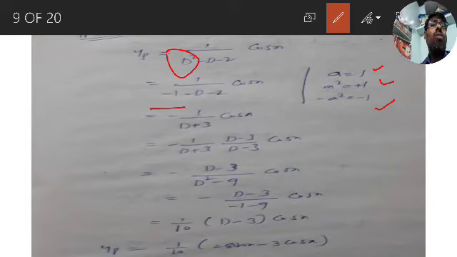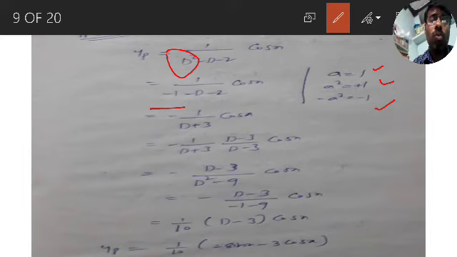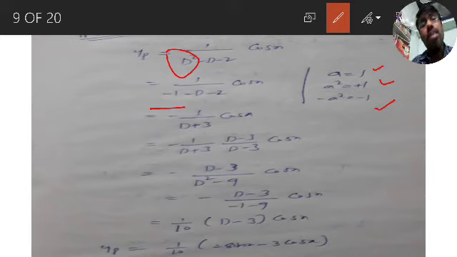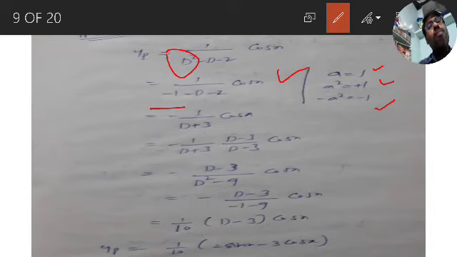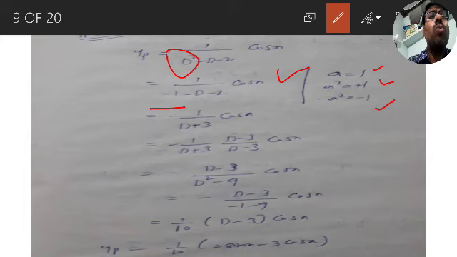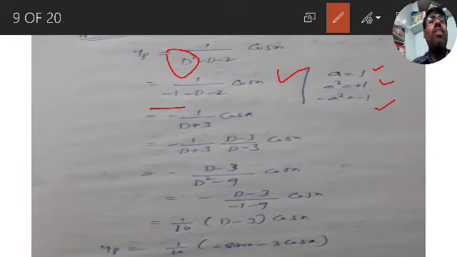a square is equal to 1, that is 1 square is 1. Minus into a square, that is minus into 1 is minus 1. So replace d square by minus a square. That is at place of d square you have to write minus 1. So what you got? You got 1 by minus 1 minus d minus 2. Minus 1 minus 2 is minus 3. So minus d minus 3. Take minus common. Minus of 1 by d plus 3 of cos x.